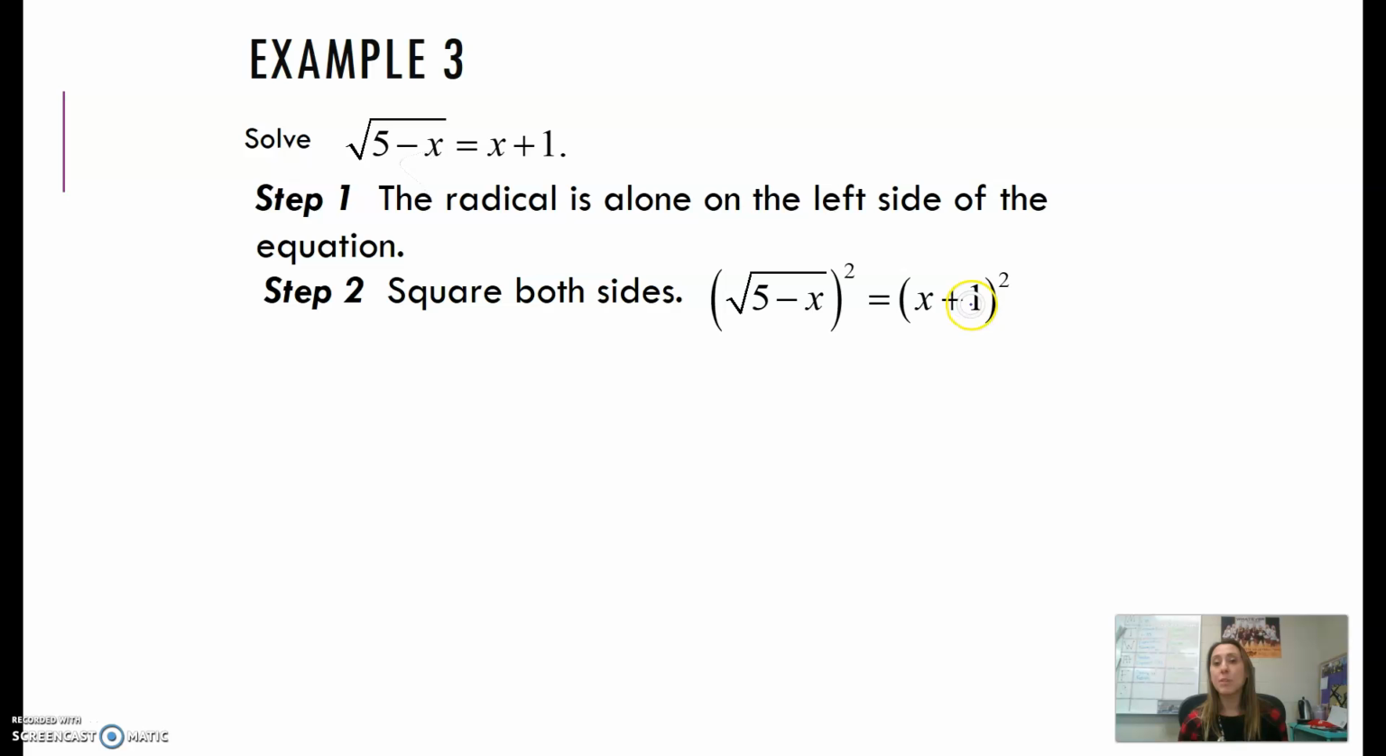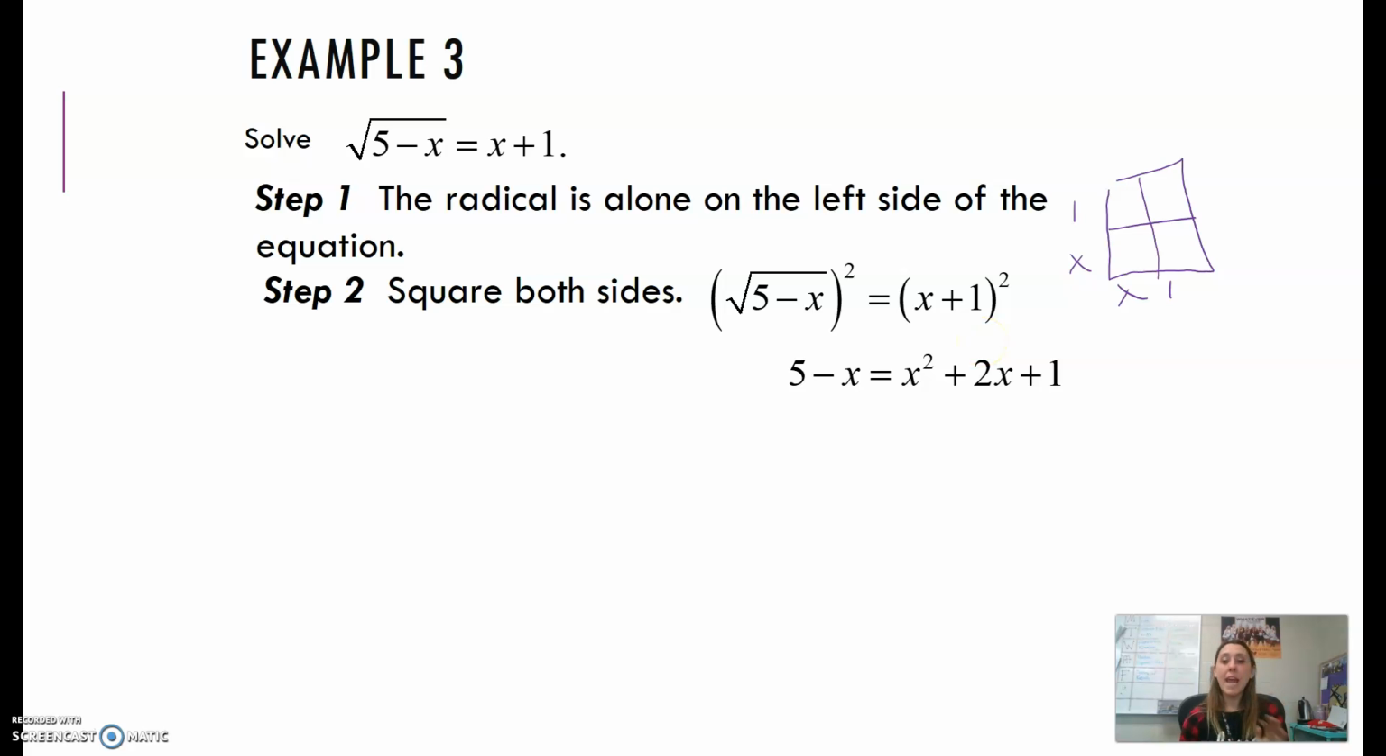We have an x plus 1, which is a binomial. When I see a binomial, I should be thinking I need to put this in a box, because I want to do x plus 1 times x plus 1. So then I'm going to get a trinomial as my answer. So if I fill out that box, so go ahead and fill out that box, you should get x squared plus 1x plus 1x plus 1, which gives me an x squared plus 2x plus 1.